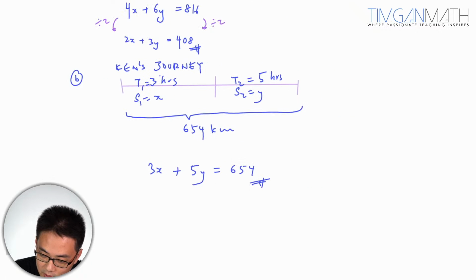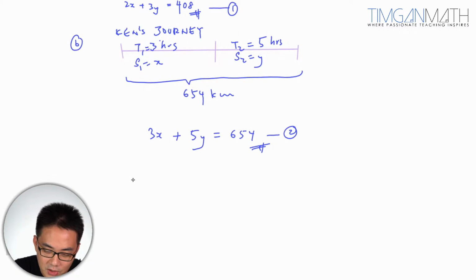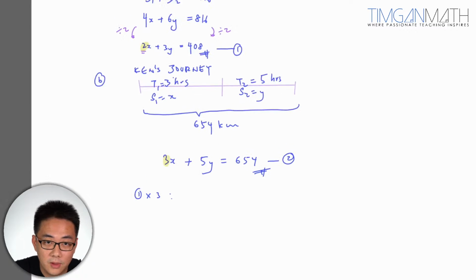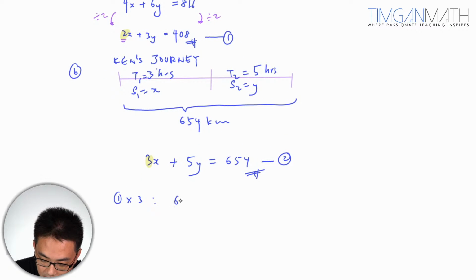So now what we're going to do is express these 2 equations and try to solve them. I prefer to just use elimination because it's getting annoying. So I'm going to take equation 1 multiplied with 3. The reason is because I need to make the coefficients the same, so this 2 and 3. Multiply with 3: 2 times 3 is 6x, then 3 times 3 is 9y.